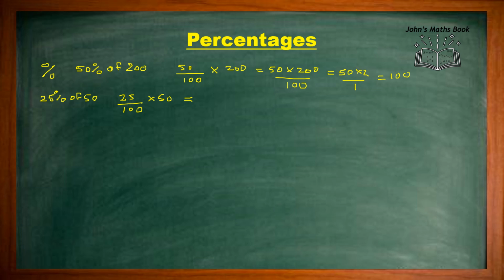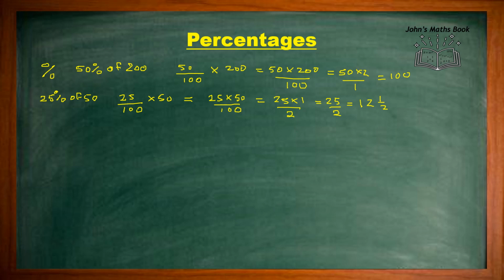So we have 25 times 50 divided by 100. So if we divide 50 into the numerator and the denominator, we get 25 times 1 divided by 2. So that is 25 divided by 2, which is an improper fraction. So if we divide 2 into 25, it goes in 12 times and 1 remainder. So the answer is 12.5.